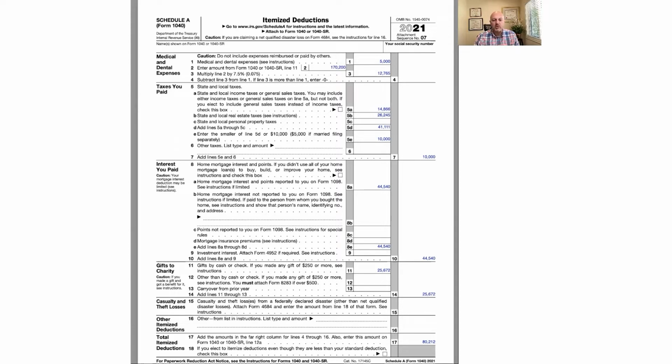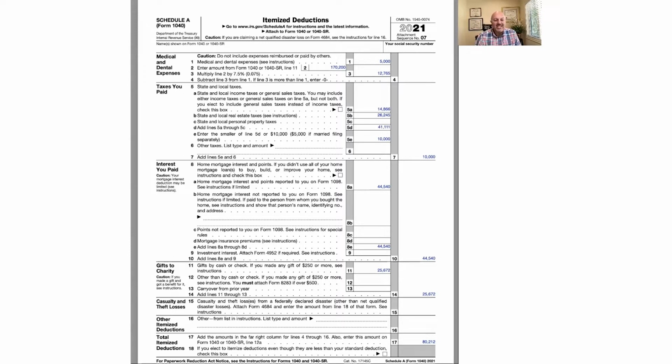Now, if your actual expenses were $13,000, then you'd be able to deduct the difference between the $13,000 and this $12,765, but not the greater of the two. The other item that goes on itemized deductions is the taxes you paid. The taxes you paid is a combination of your state and local income taxes, and also some of your real estate taxes that you paid.